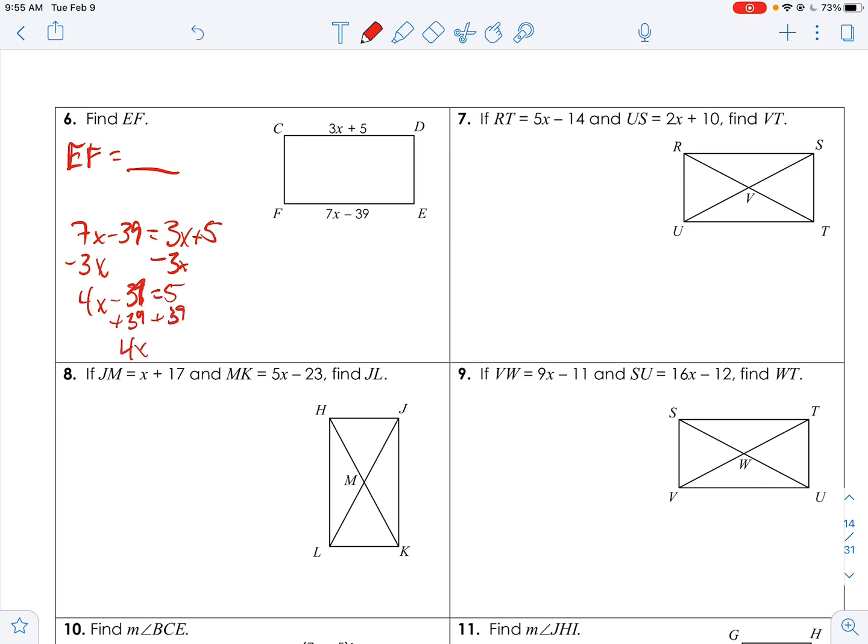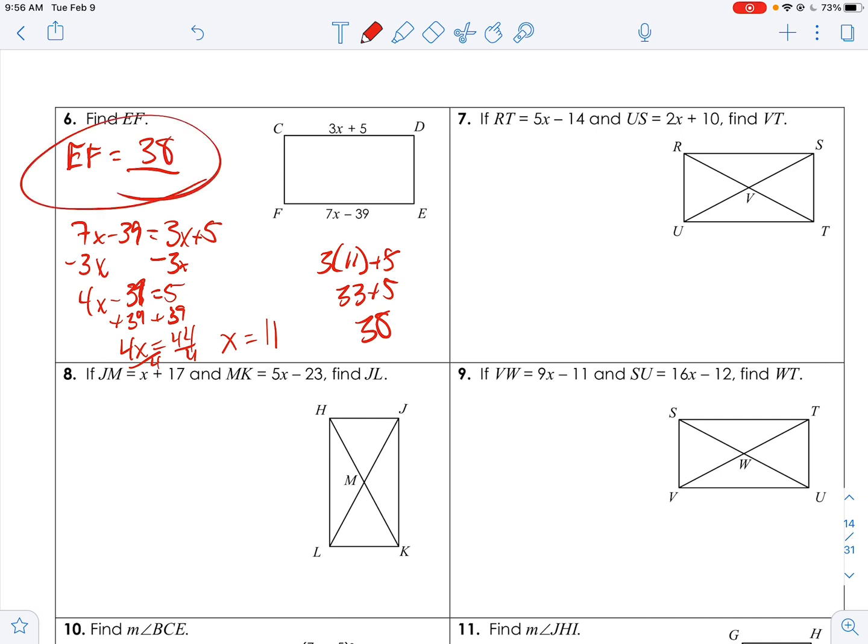Add 39. 4x equals 44. Divide by 4. x equals 11. I don't need to know what x is. I need to know what EF is. So 3 times 11 plus 5. 33 plus 5 is 38. That's the part I need to know. It's supposed to be 38.